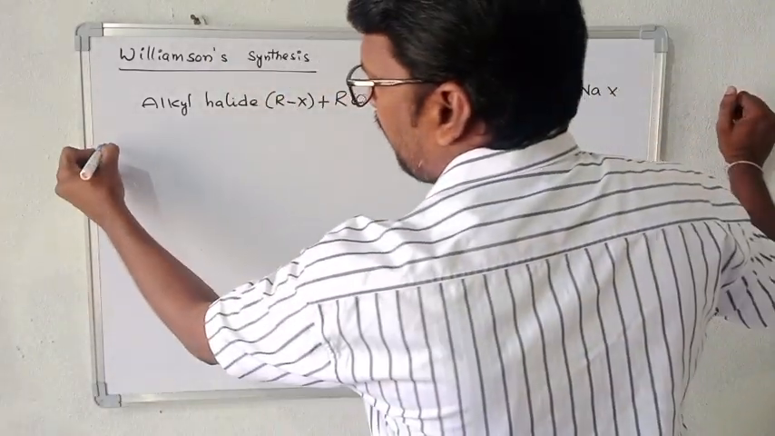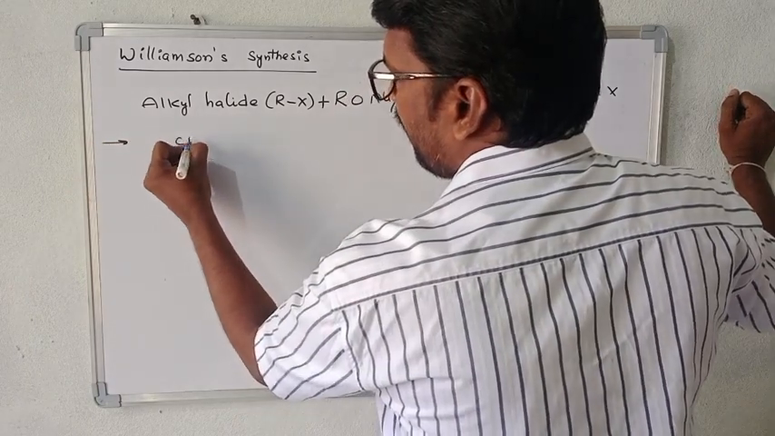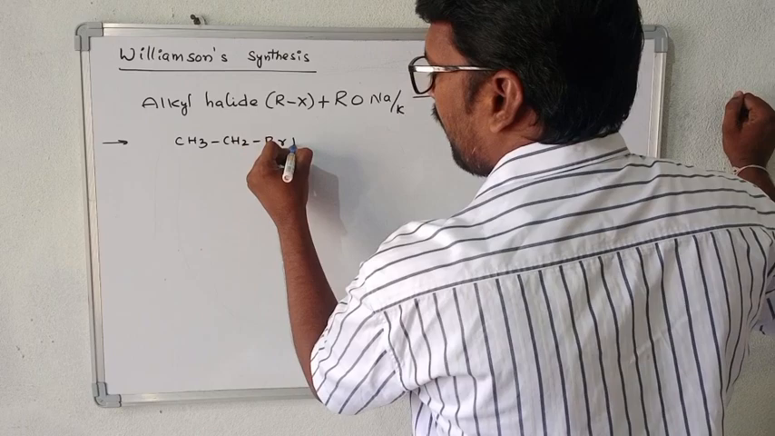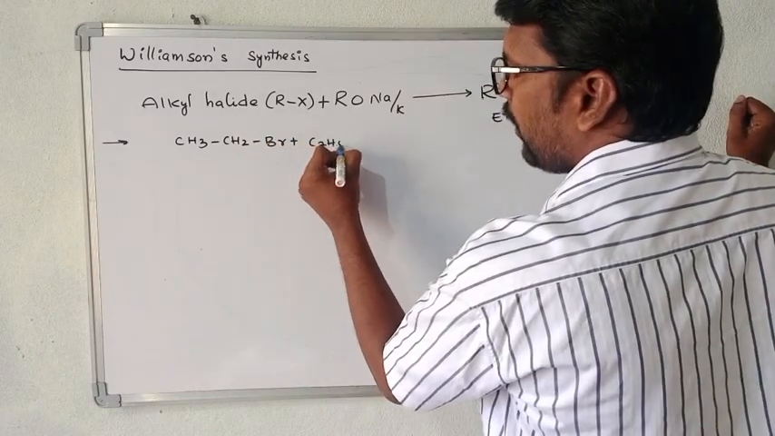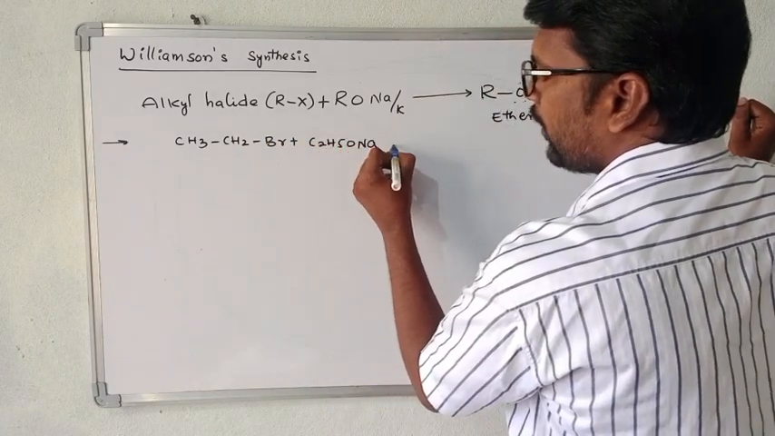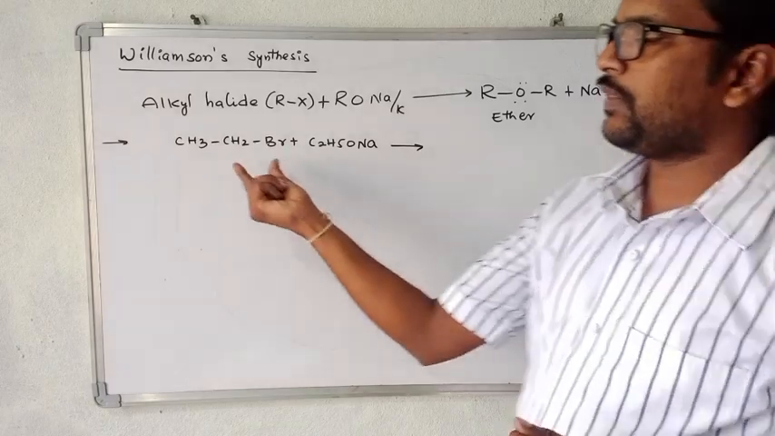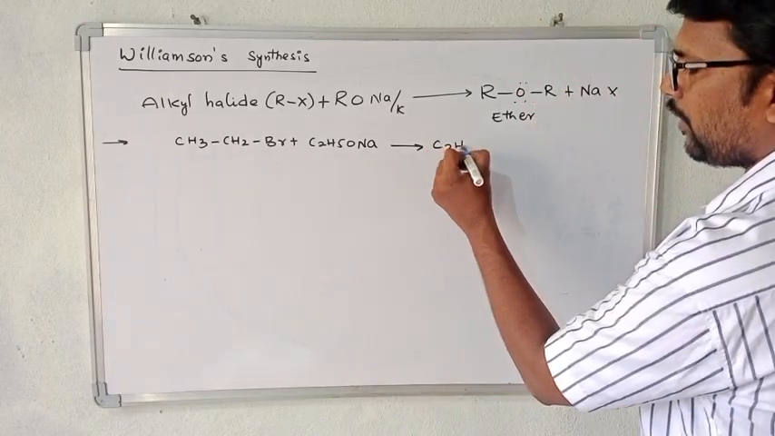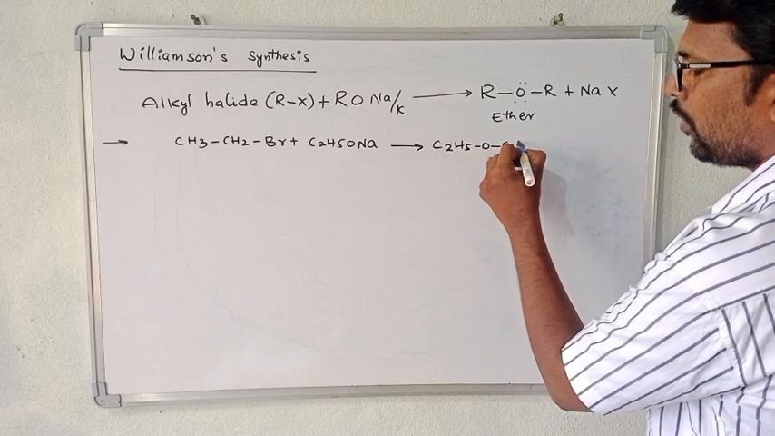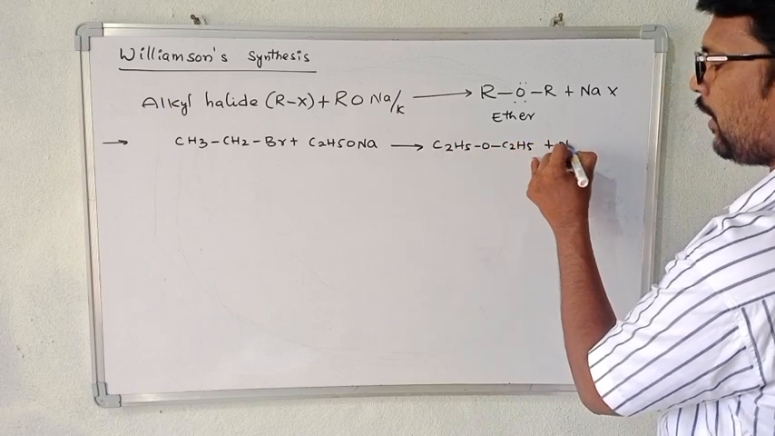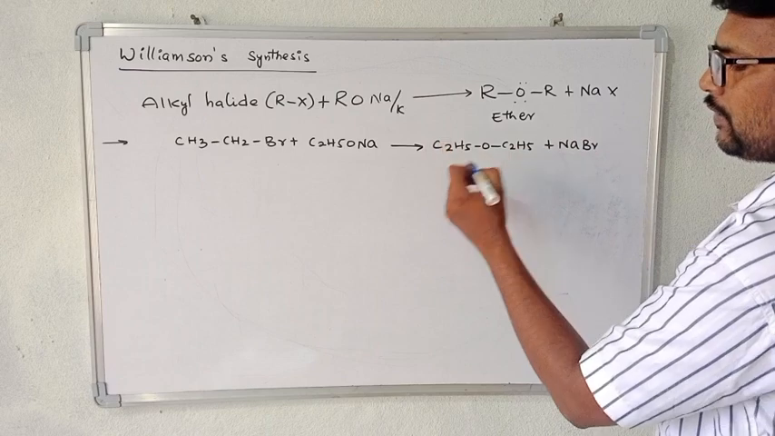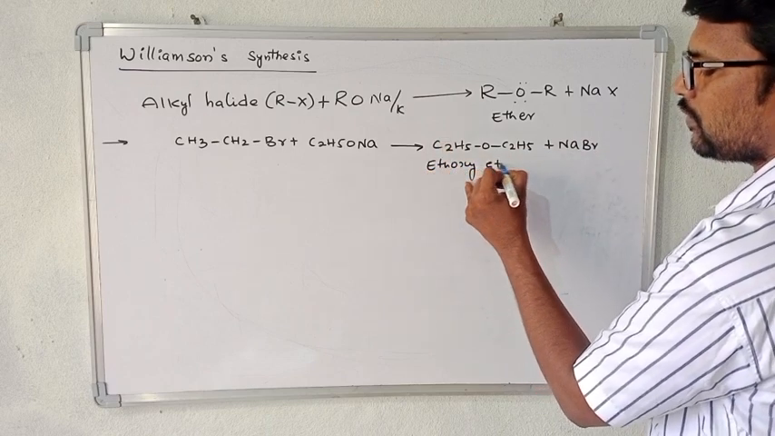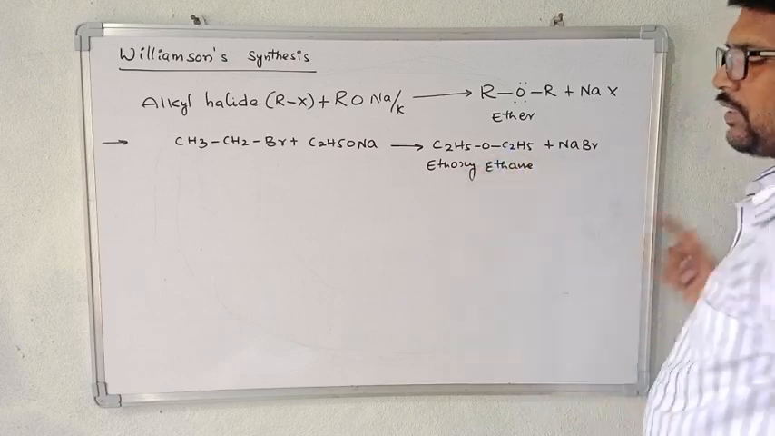Right, now we take an example. For alkyl halide, I take CH3CH2Br, ethyl bromide, and I take C2H5ONa, sodium ethoxide. In this reaction, the product formed is C2H5OC2H5 plus NaBr. Here it is ethoxyethane. On both sides the C2H5 group is present, that's why we write ethoxyethane.